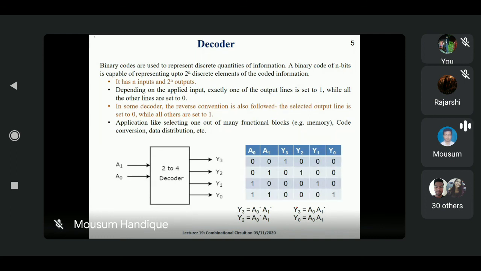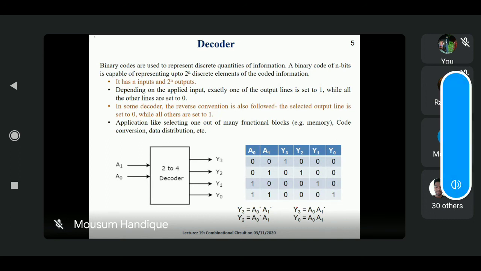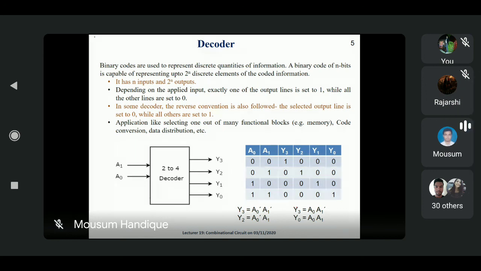Based on that, the designer thought: why not apply this? If we apply n bits and are capable of representing 2 to the power n discrete elements of the code information, why not design that type of circuit? So what are the properties of a decoder? See here, the first point: it has n inputs and 2 to the power n outputs. Always remember, typically a decoder has n inputs and 2 to the power n outputs.